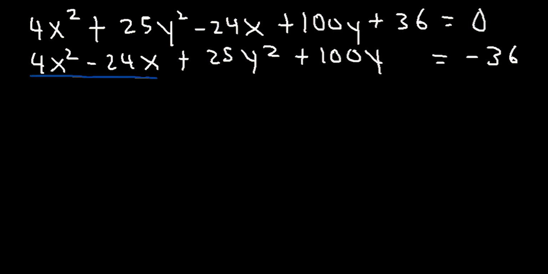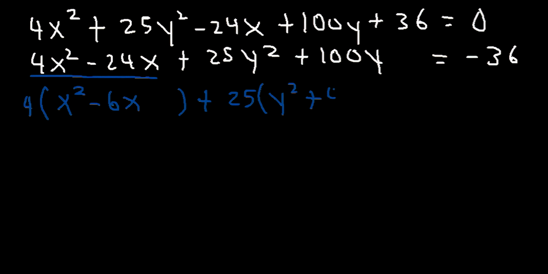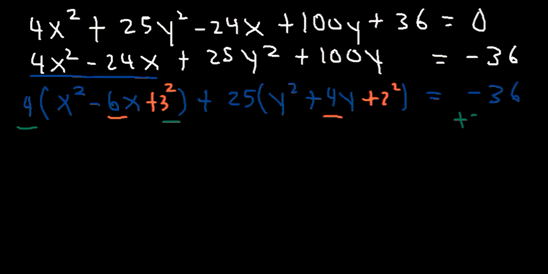So let's factor out a 4 from the first two terms. We want x squared to have a coefficient of 1. So it's x squared, and then negative 24x divided by 4, that's negative 6x, and let's leave a space. Let's factor out 25. 100y divided by 25 is 4y. Leave a space. And then let's complete the square. So half of 6 is 3, ignore the negative sign, and then square it. Half of 4 is 2, so that's 2 squared. So 3 squared is 9 times 4, that's 36. So we got to add 36 to this side. 2 squared is 4 times 25 is 100. So let's add 100 to that side.